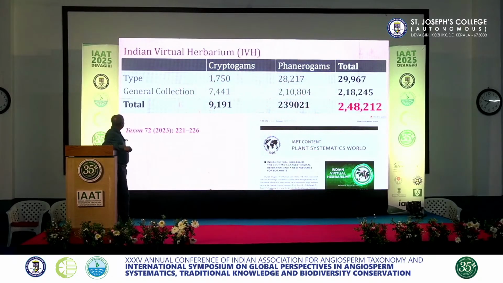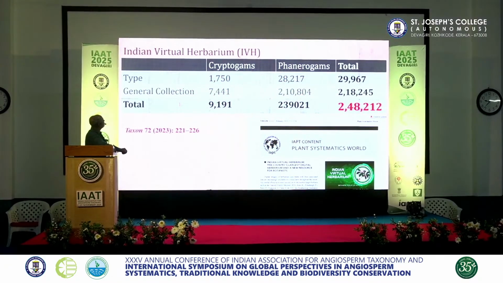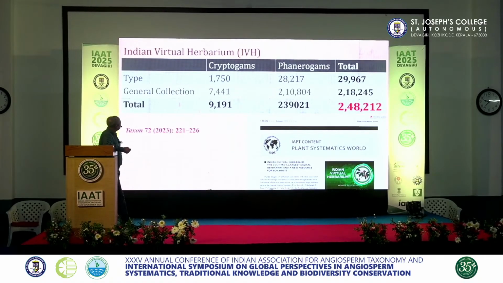And what is the current status of Indian Virtual Herbarium is here. These are cryptogams, a little less. Requisitions also come very less for cryptogams. General collection is like some of the families we have digitized, like Orchidaceae completed, Ranunculaceae completed, Asteraceae, a big family, completed. So we are supposed to upload those images also, and you can find that paper published in 2003 in this journal.